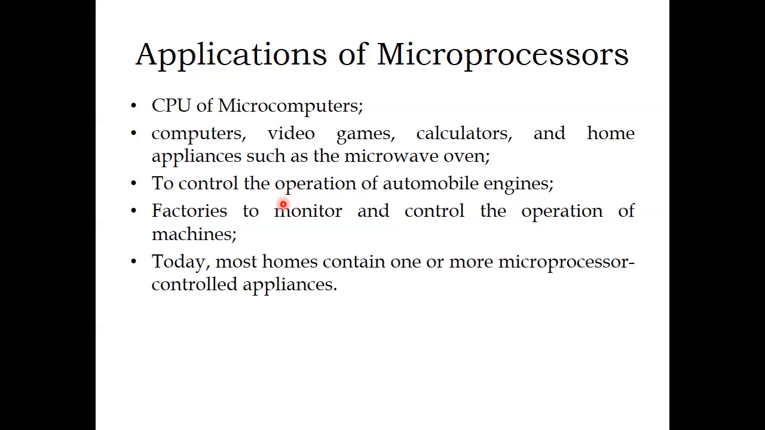So, it's mostly limited to computers, video games, calculators, home appliances, right? And even cell phones. We also have microprocessors that control the operation of automobile engines. Factories have microprocessors in different machines to monitor and control their operations. It's actually hard to tell how many places have microprocessors these days.